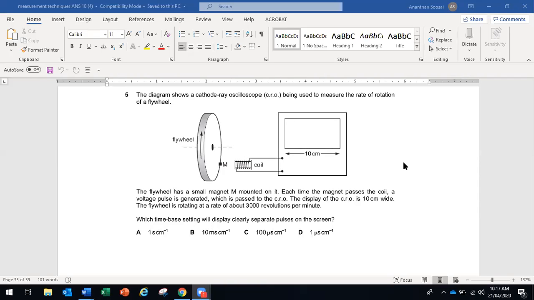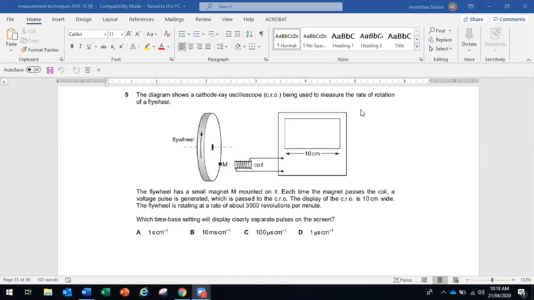The flywheel is rotating at 3,000 revolution per minute. Then it makes 3,000, like your car RPM, right? The car, you see the speedometer, you can see one scale for RPM, revolution per minute. That means the thing is rotated 3,000 times in a minute. So which time-based setting will display clearly separate pulses on the screen? They're asking which is the best setting for us to analyze the pulse. To analyze the pulse means to find the period of the pulse and everything.